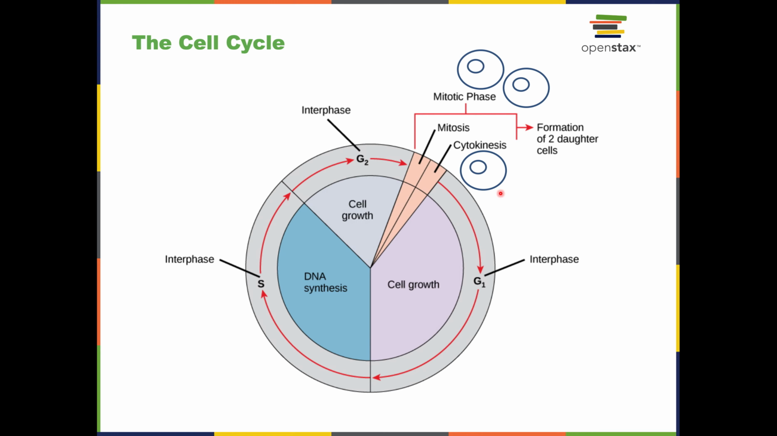Now, a particular cell can divide up to maybe an average of 50 times, after which it won't divide anymore and it dies. And the reasons for that are beyond the scope of this course. But suffice it to say that every time the cell divides, it has to go through exactly the same steps. That is called the cell cycle.